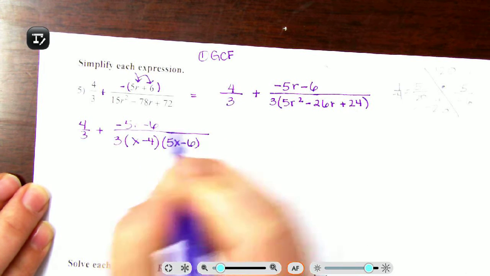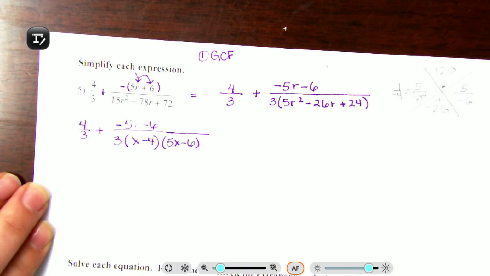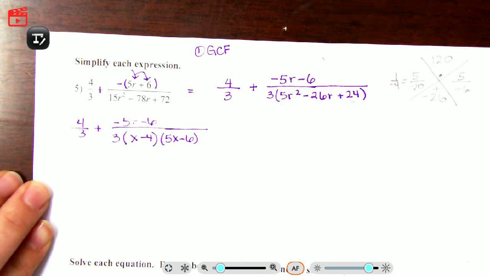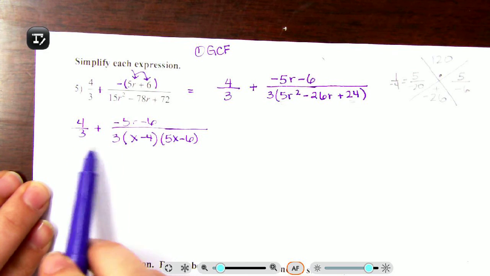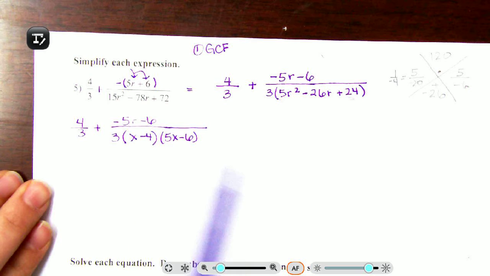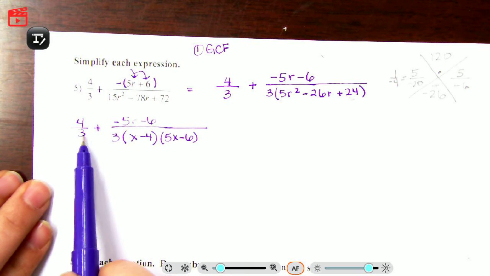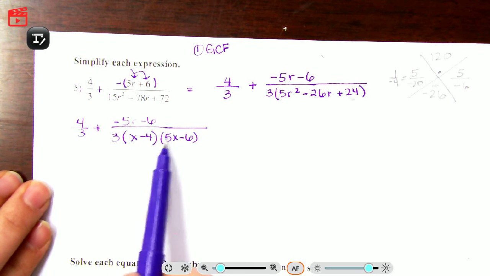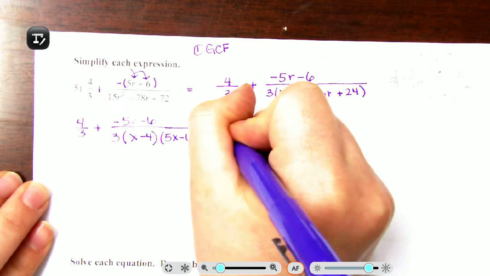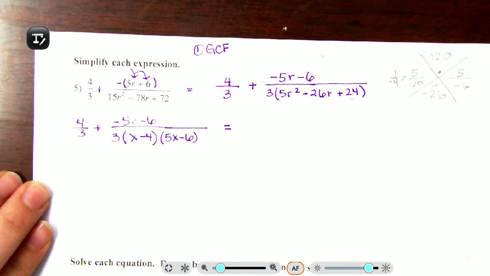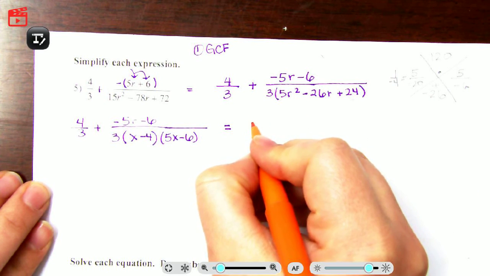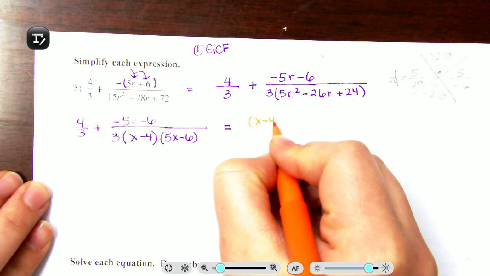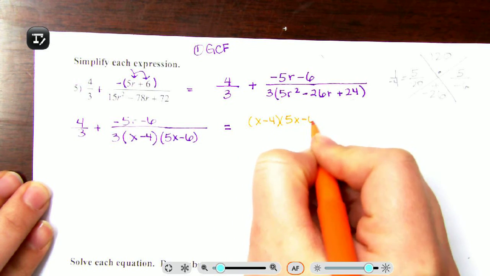So now that we've had this in factored form, we're going to ask ourselves what we need to do in order to create a common denominator. Since I'm noticing that we have 3 in both already, the only thing I need to do is multiply this fraction by x minus 4 and 5x minus 6 in order to make the fractions have the same denominator.